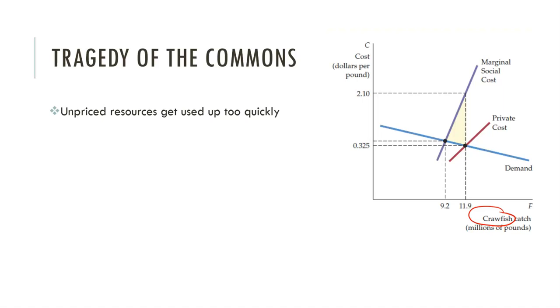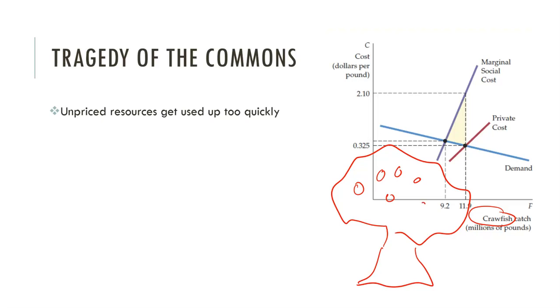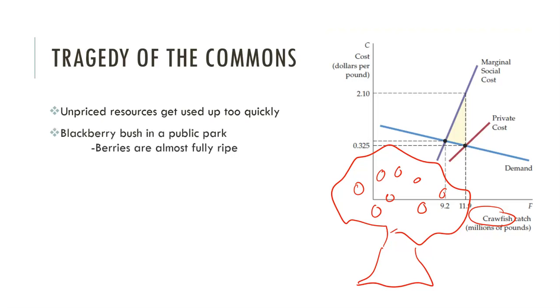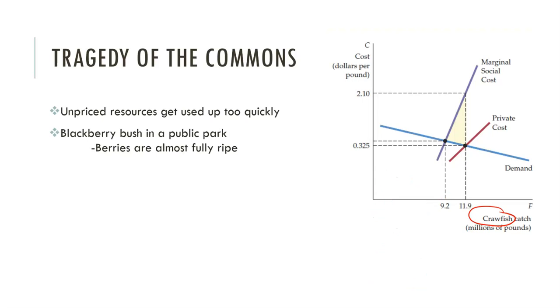Or if there's a fruit tree in a public park, I don't know, there's apples. Pretend this is a beautiful drawing of apples here, an apple tree. People are just going to go pick all the apples, even before they're ripe. Okay, so here's an example. Let's say we have a blackberry bush in a public park, and the berries are almost fully ripe. So if you wait until tomorrow, they're going to be perfect. They're going to taste amazing. If you eat them today, they're still pretty good. They're not as ripe, but they're definitely still edible.